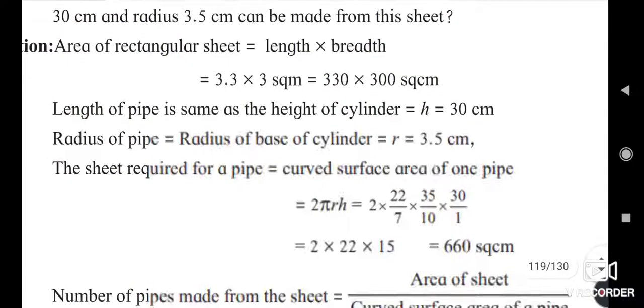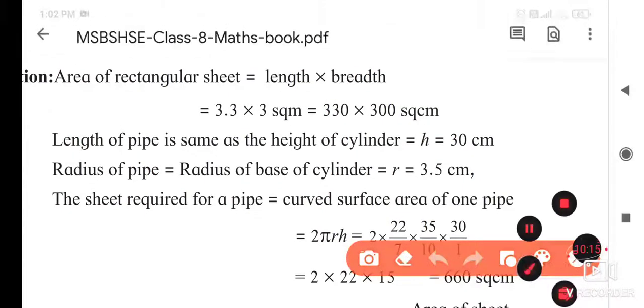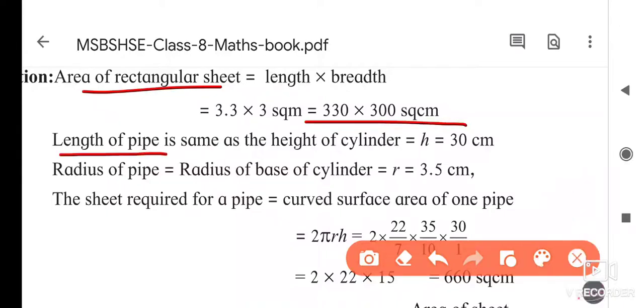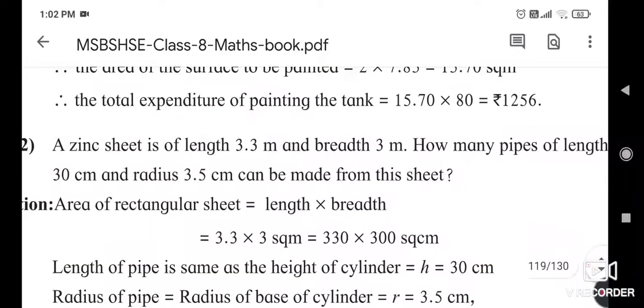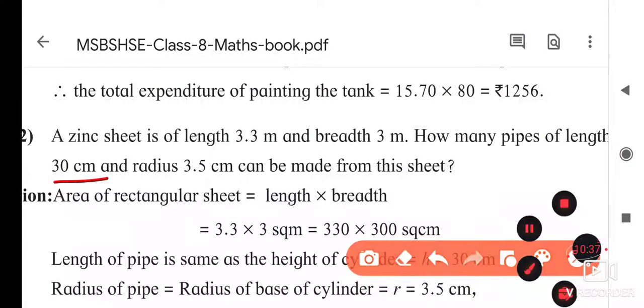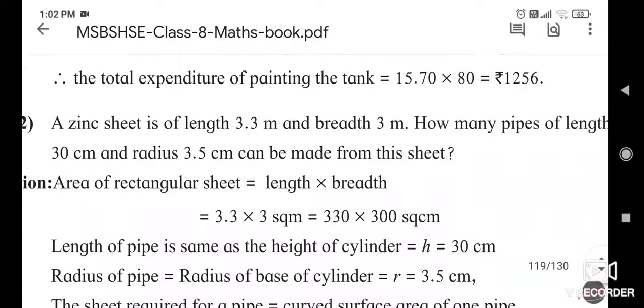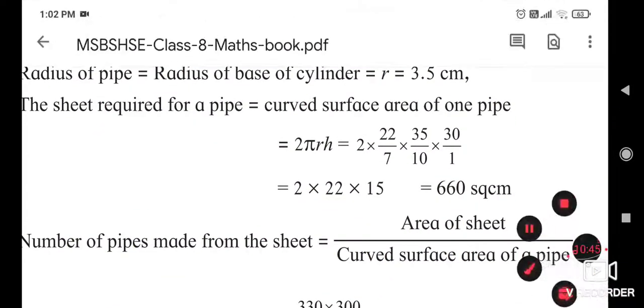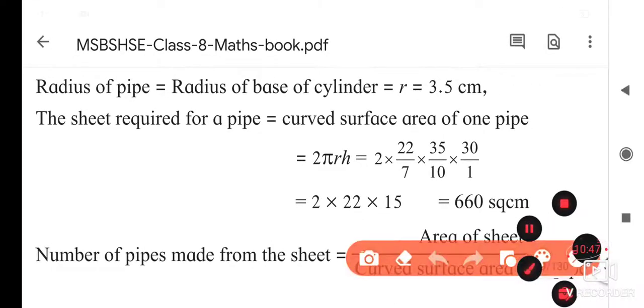Next, this is the area of the rectangular sheet. From this area we have to make the pipes. So the length of a pipe is the same as the height of a cylinder. Okay, so height is not changing. What is the height? Height is equal to 30 centimeter. Here it is given, and radius is equal to 3.5 centimeter. So for one pipe, how much sheet is required?